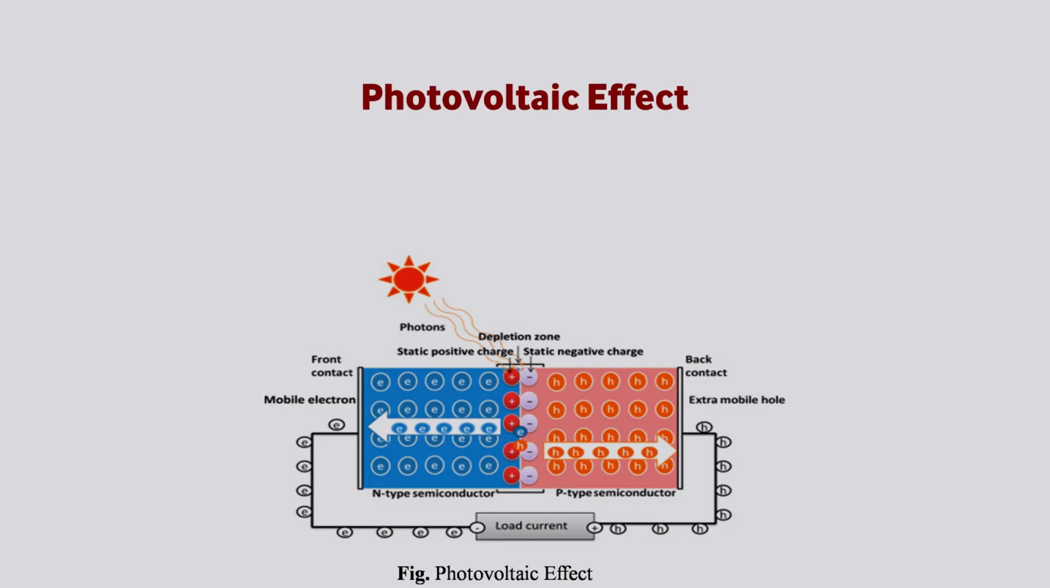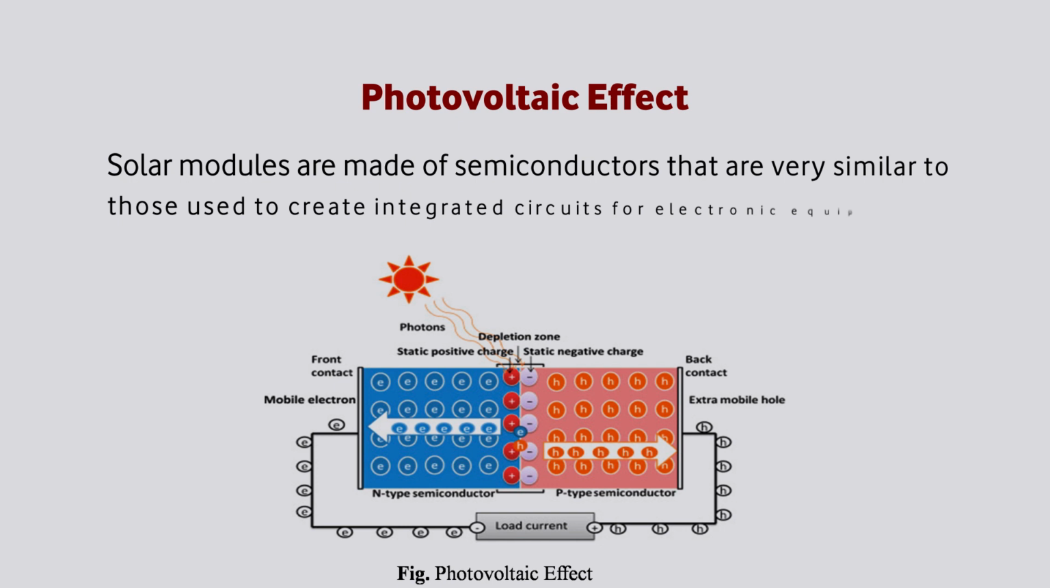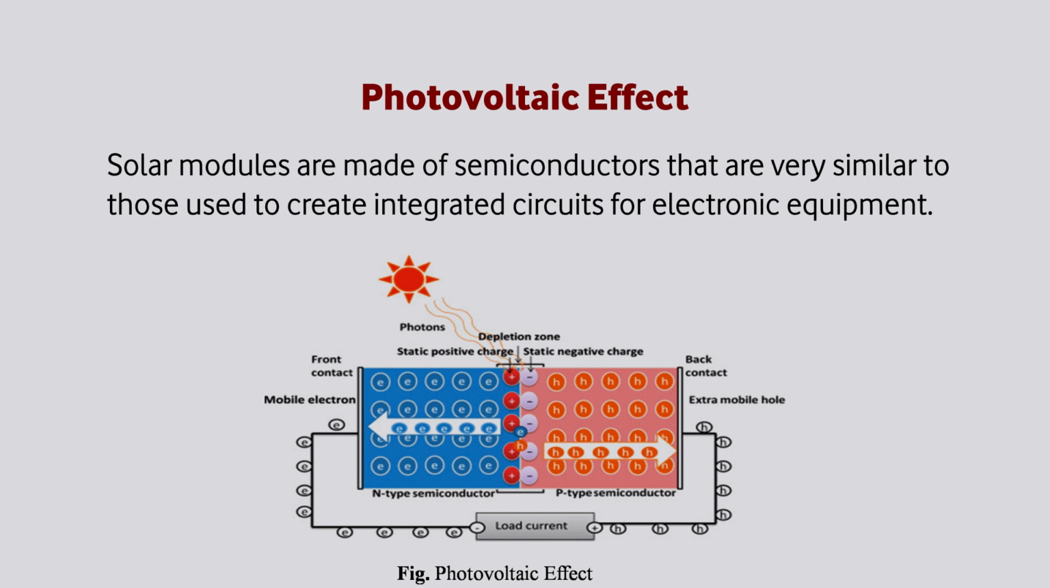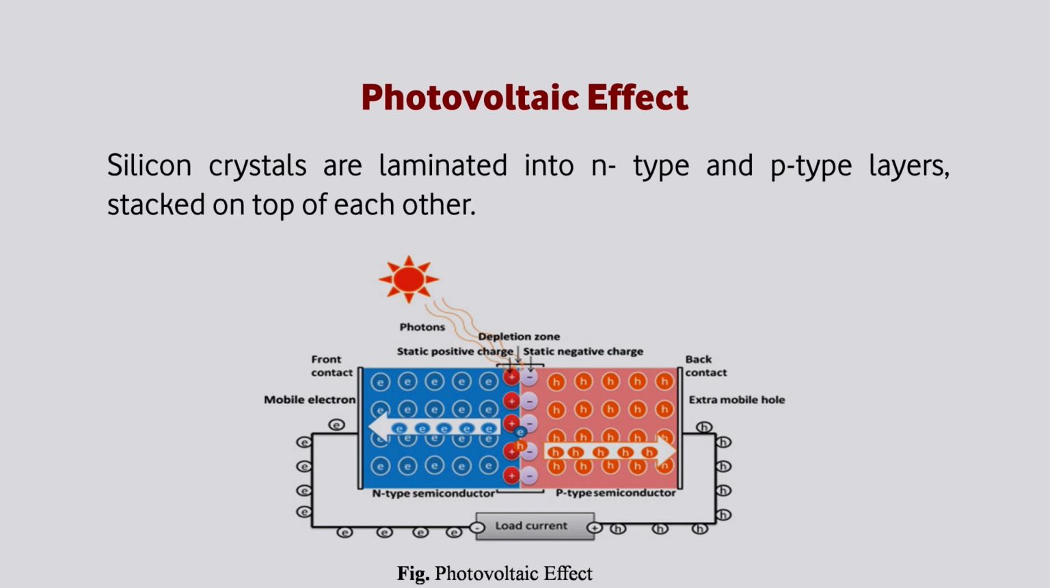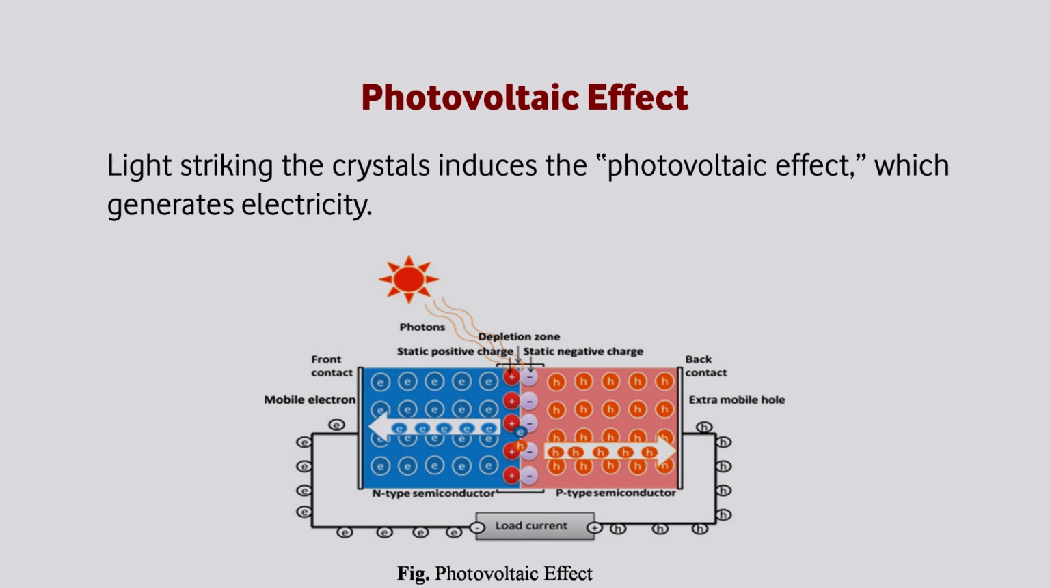Now we will see what the photovoltaic effect is. The photovoltaic modules, commonly called solar modules, are the key component used to convert sunlight into electricity. Solar modules are made of semiconductors that are very similar to those used to create integrated circuits for electronic components. The most common type of semiconductor currently in use is made of silicon crystal. Silicon crystals are laminated into an N-type layer and a P-type layer stacked on top of each other. Light striking the crystal induces the photovoltaic effect, which generates electricity.